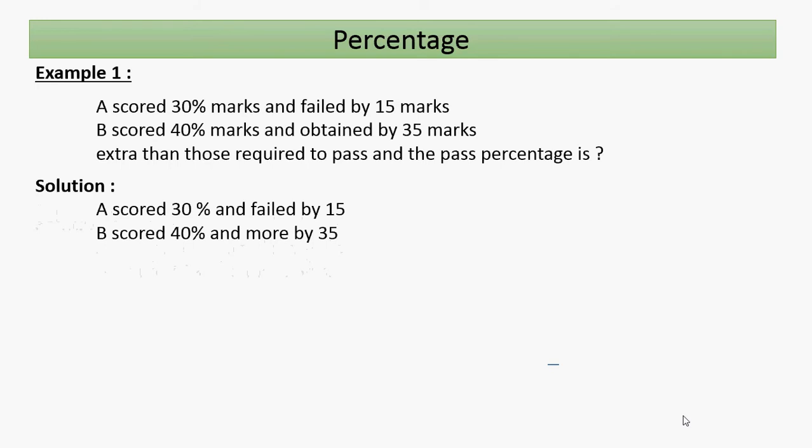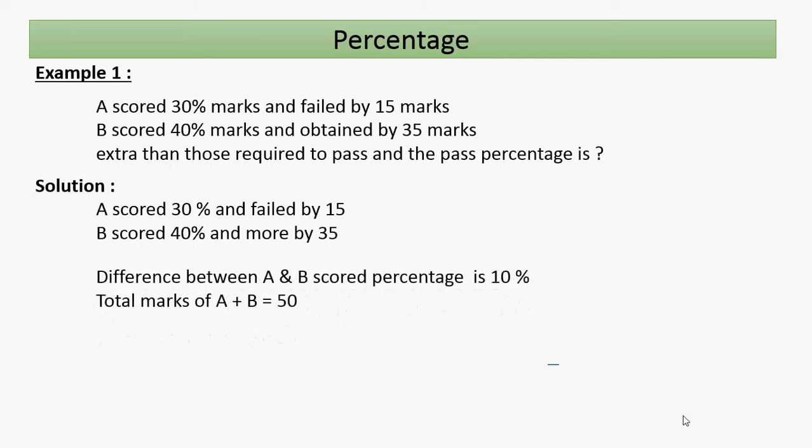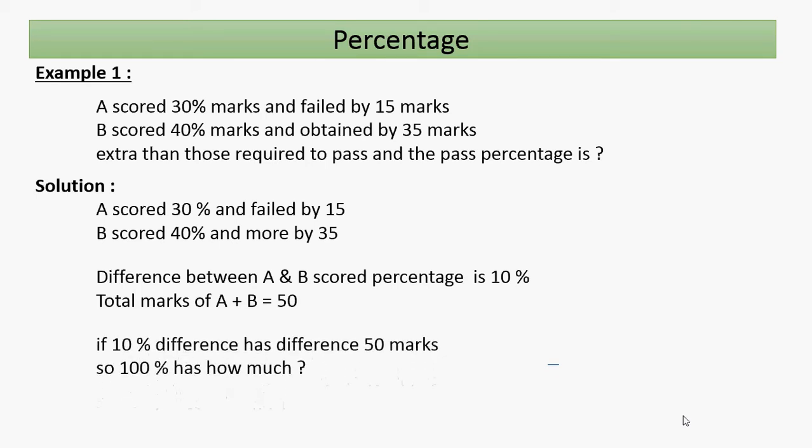Let's see. A scored 30% and failed by 15, and B scored 40% and got 35 more. What is the difference between A and B? Actually, 40% minus 30% gives a difference of 10%. What is the total of that? Because A failed by 15 marks and B got 35 marks more, A plus B is 50, right?